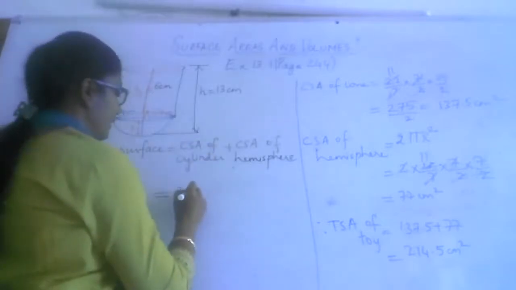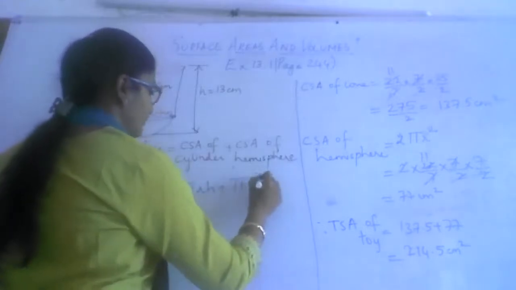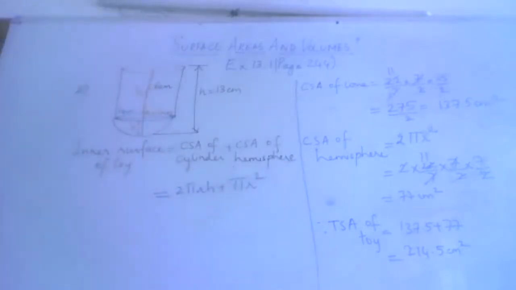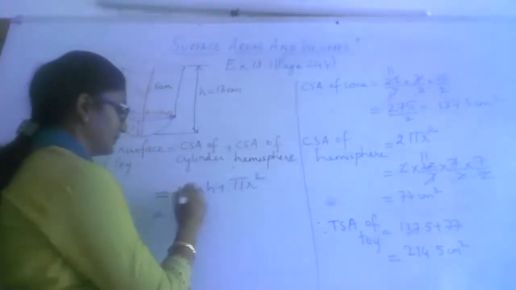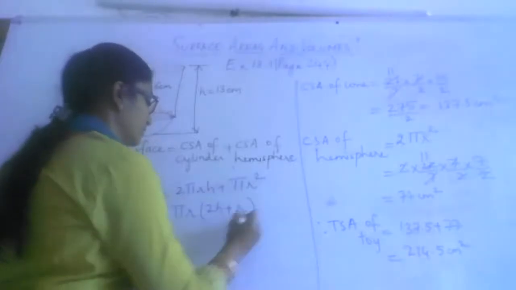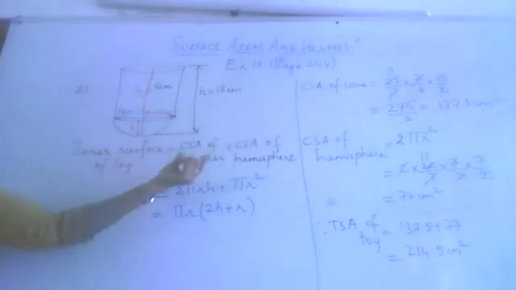CSA of cylinder is 2 pi r h. This is CSA of hemisphere, 2 pi r square. Why am I writing it together? Because this pi r and all are common factors. I don't have to multiply that 2 times. So I will take the pi r out. This will be 2h plus r. If you take a common factor out, the multiplication is reduced to 1 time. Otherwise, like the previous problem, you can find the CSA of the cylindrical part first, then the hemispherical part, add them both together, and you will get the result.